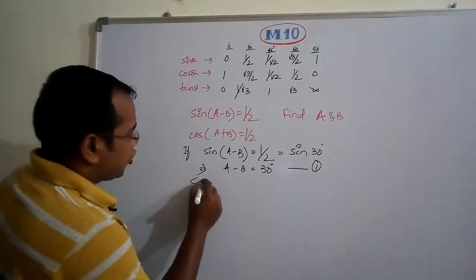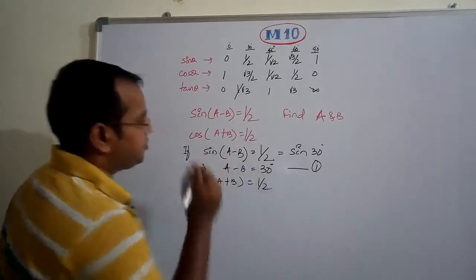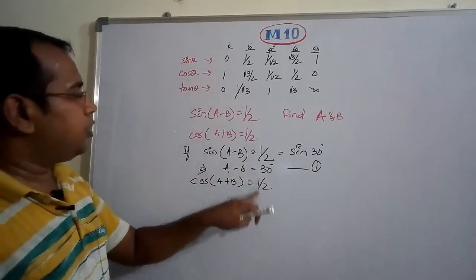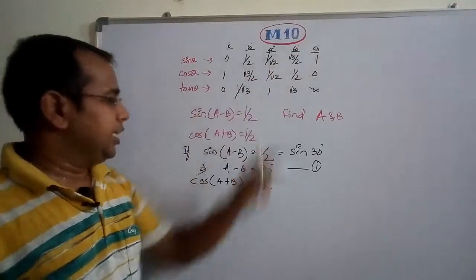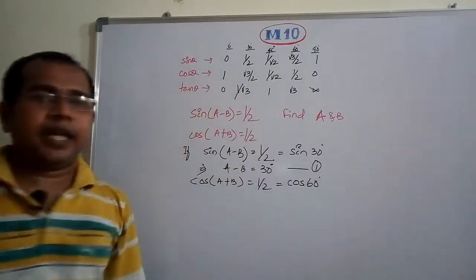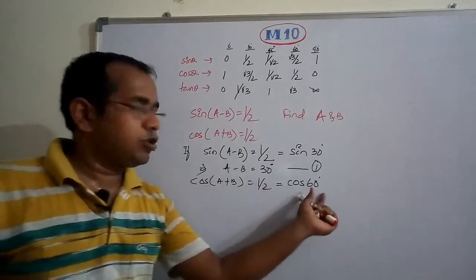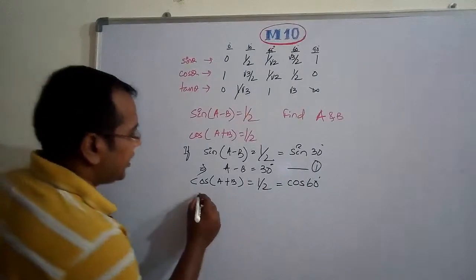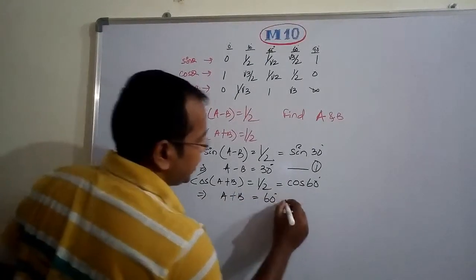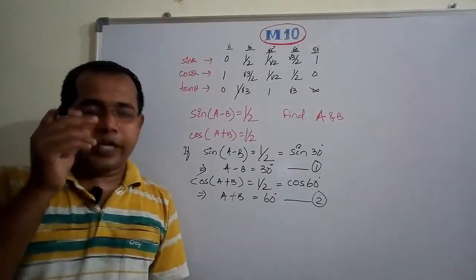Now cos A plus B equals 1 by 2. Now see here, for which value of cos theta you are getting 1 by 2? It is 60 degree. So you can write it here as cos 60 degree. Again by comparison, what are you going to get? A plus B equals 60 degree. Okay. That means A plus B equals 60 degree. This is equation 2. Now you are getting here two linear equations.